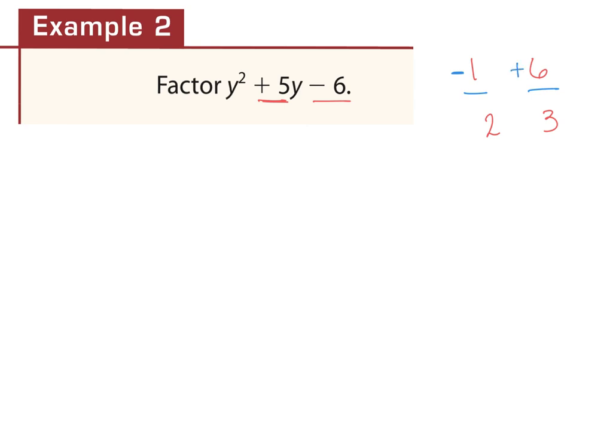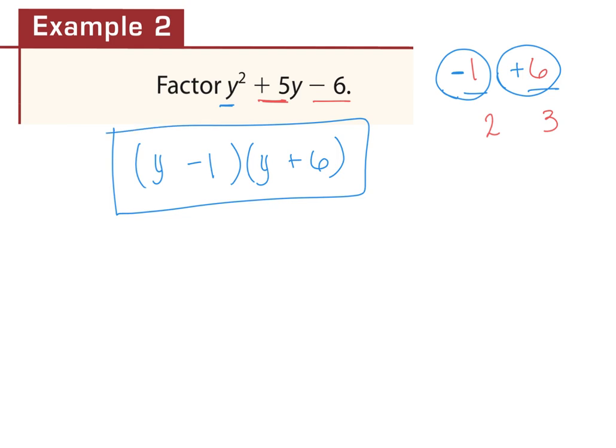So then I'm going to check. Does negative 1 plus 6 equal positive 5? Yes. Does negative 1 times 6 equal negative 6? Yes. That is my correct factoring. So my first one is just going to be that variable for both of these groups. And again, it doesn't matter which way I put it as long as the negative goes with the 1 and the positive goes with the 6.